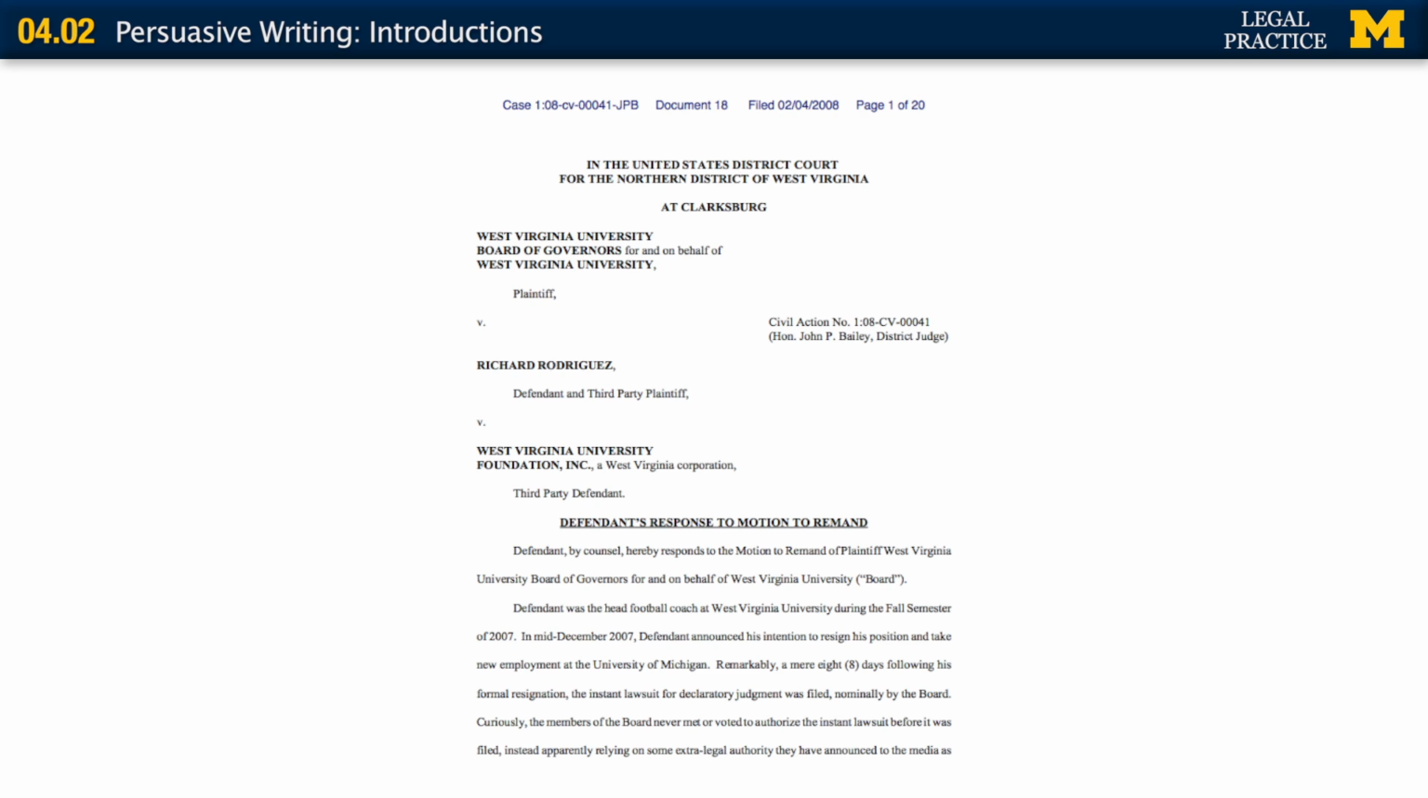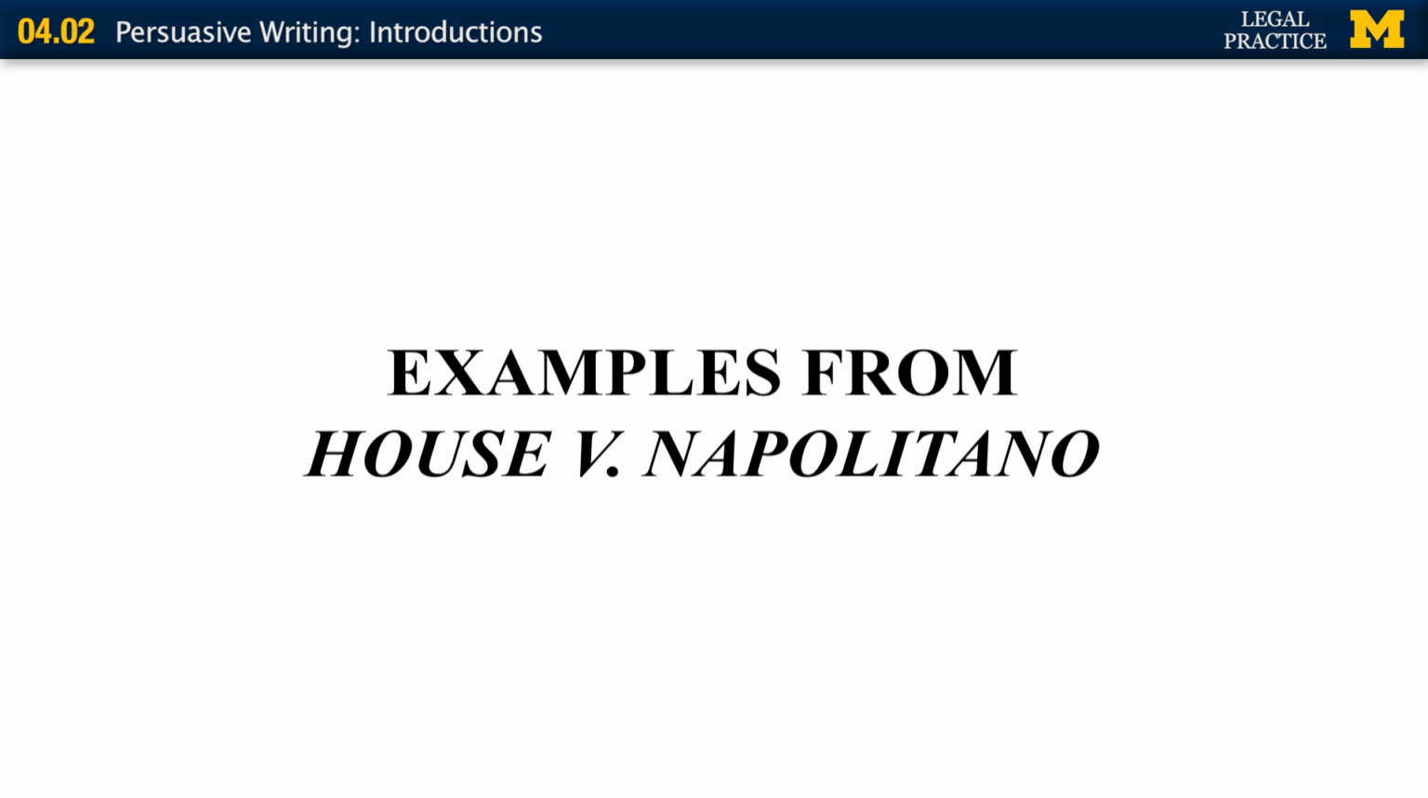So let's look now at some examples of actual introductions from motions filed in court. The first example comes from a lawsuit called House versus Napolitano. In this case, the plaintiff, David House, sued the United States government for allegedly violating his rights under the Fourth Amendment, right to be free from unreasonable searches and seizures.